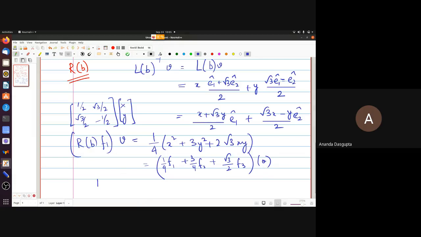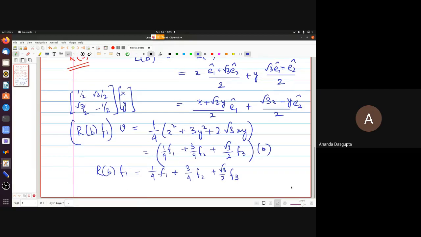So what is RBF1? RBF1 is more complicated than the ones we have seen so far. It's 1/4 f1 plus 3/4 f2 plus root 3 by 2 f3. Okay? So that's just one part of the calculation. I've got one column of the three-dimensional matrix D3, right? Yeah?